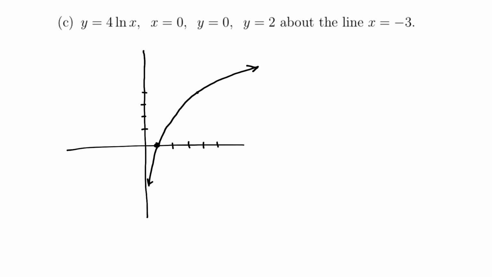x equals 0 and y equals 0 are our axes, and y equals 2 is a horizontal line. So it looks to me like the area we're looking at is this piece in here, guys? Is that what you guys are getting for your region that's getting rotated? It's bounded by y equals 4 ln of x, y equals 2, x equals 0, and y equals 0.